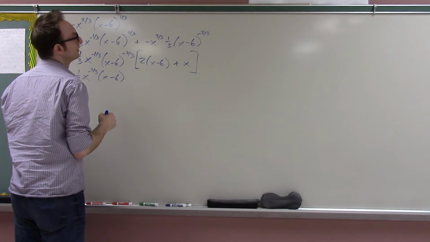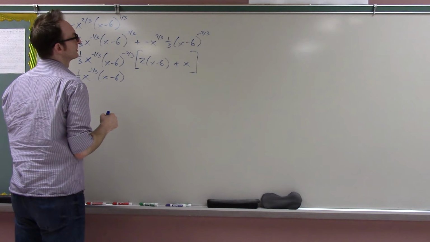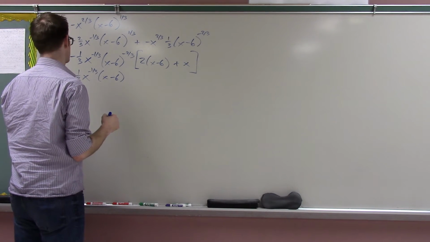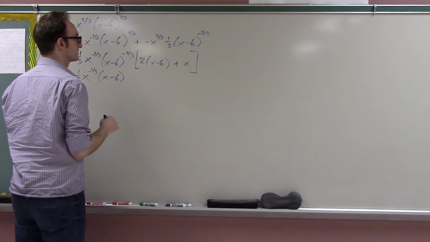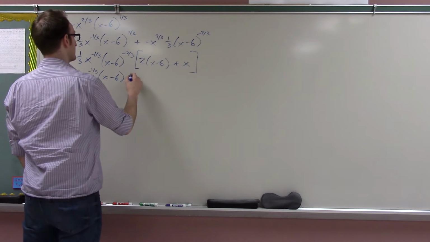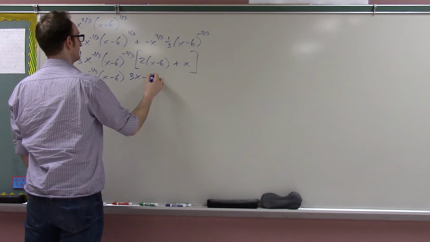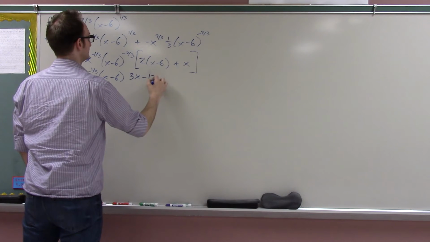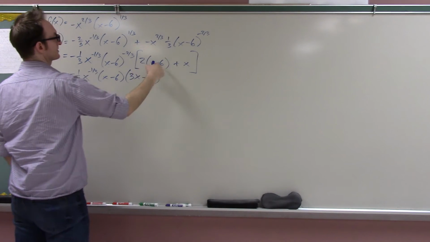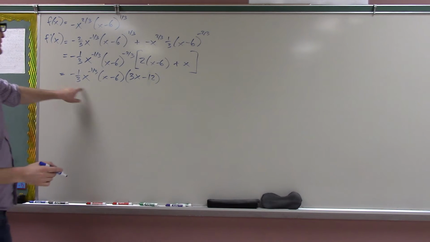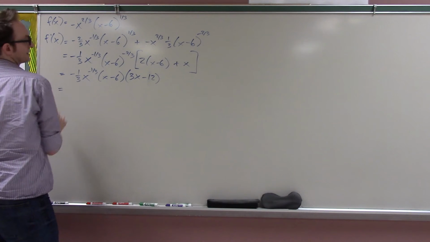Did I do something wrong? 2x, just 3x minus 6, right? No, 3x minus 12. Yeah, 3x minus 12. Okay, so the 3 cancels, so that's even nicer.